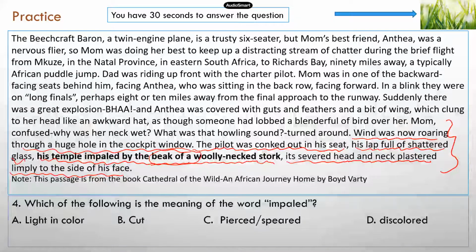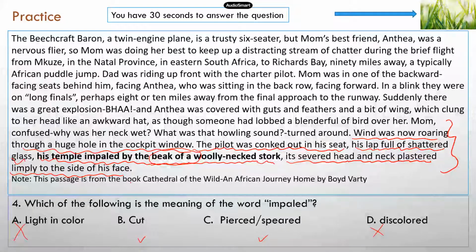So, a stork is a pretty large bird, and the beak is a pretty hard structure. And the beak is usually pointed, right? When you think about birds' beaks. So this could be cut, right? This could be pierced or speared. Now, it's not going to be about colors, right? The temple discolored, that really doesn't make sense, right?